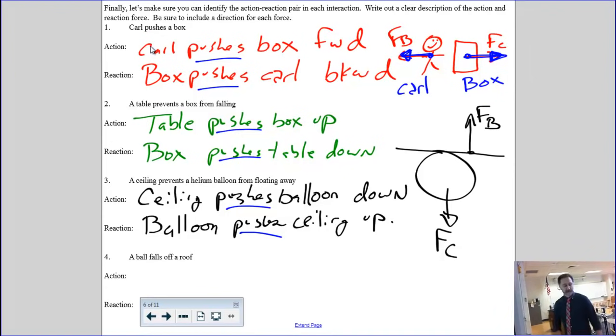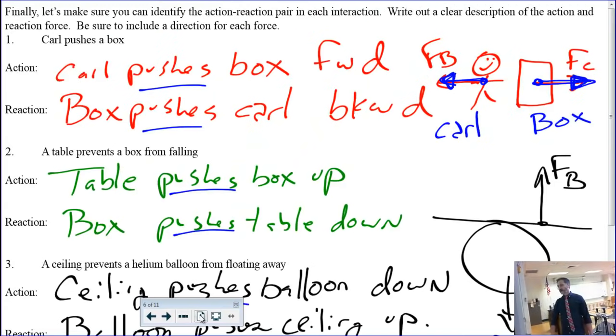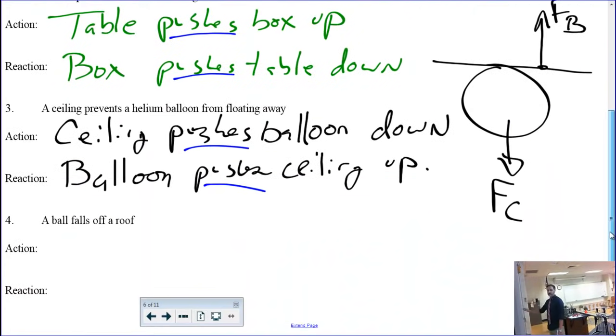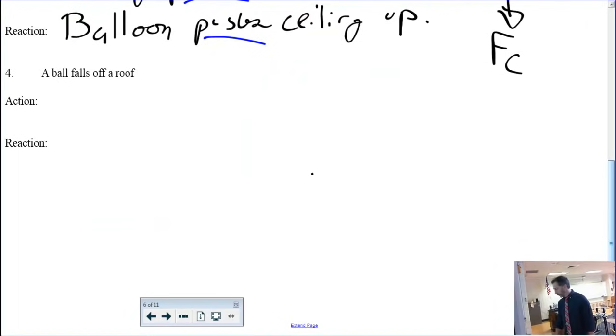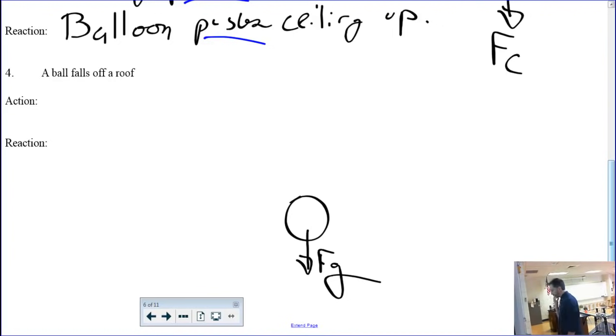Now, this next example is the one that people always struggle with on tests. So let's take a minute and do this one. It says a ball falls off a roof. So we're talking about a ball falling. What force is being described here? The roof doesn't have anything to do with this, right? We're interested in the ball. Why is the ball falling? It's falling because of gravity, right? So this problem is talking about the force of gravity pulling the object down.